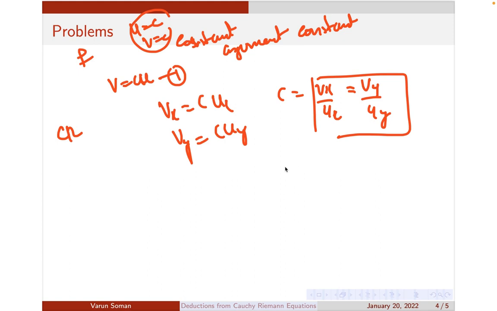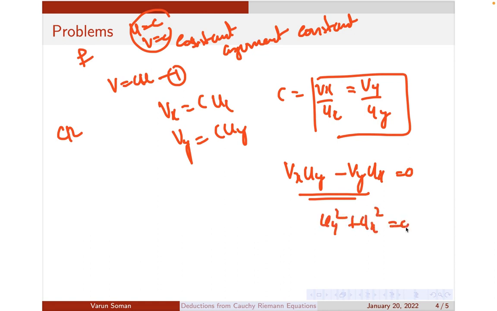So from this, since the two are equal, you will get vx uy minus vy ux is equal to 0. Just like the previous problem, you can apply CR equations to get a relation in uy and ux. You will be getting uy square plus ux square is equal to 0, just like the previous case itself. So you can fill it out. That means your uy is 0, ux is 0, so u is a constant.